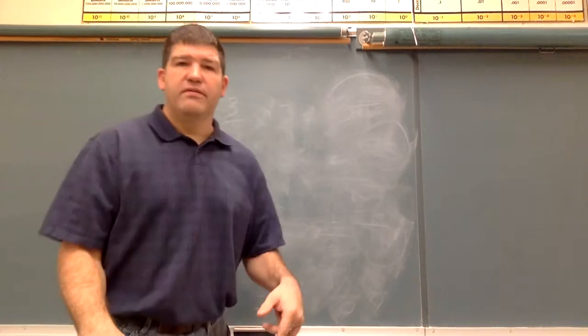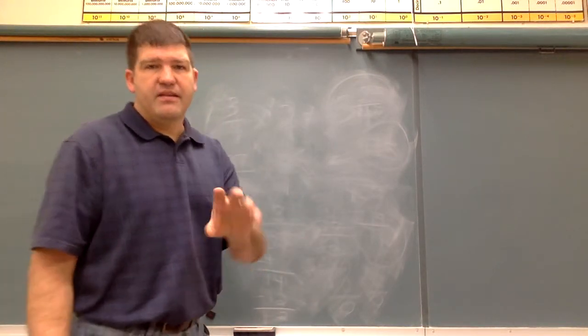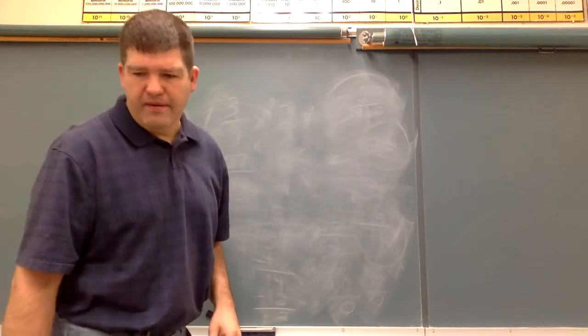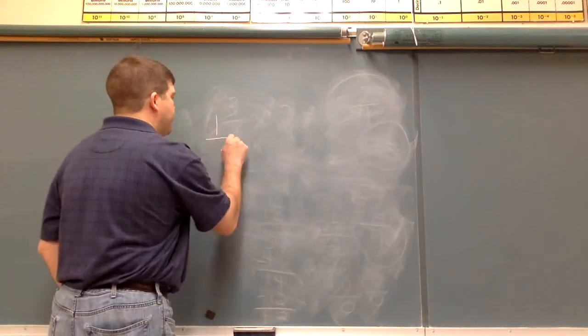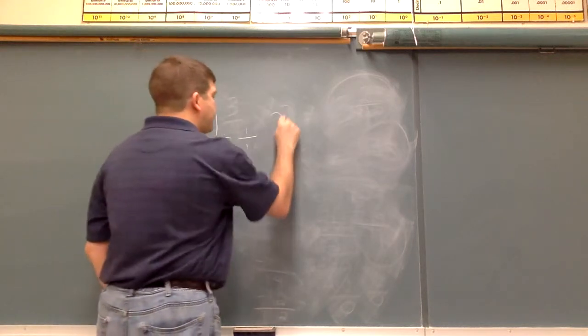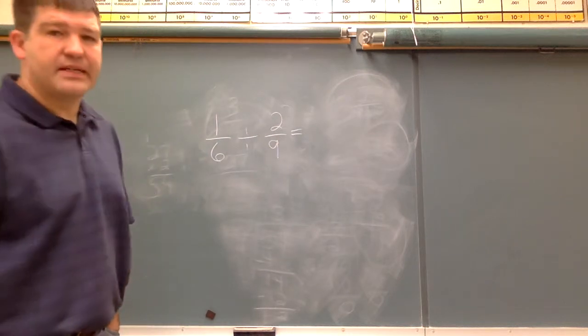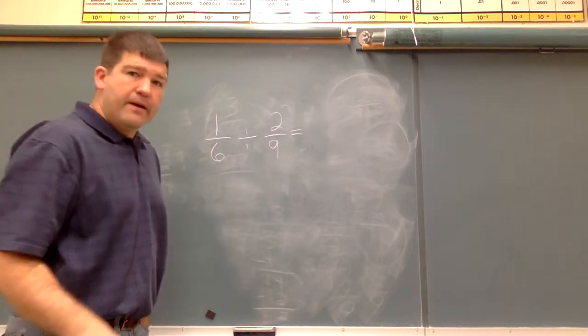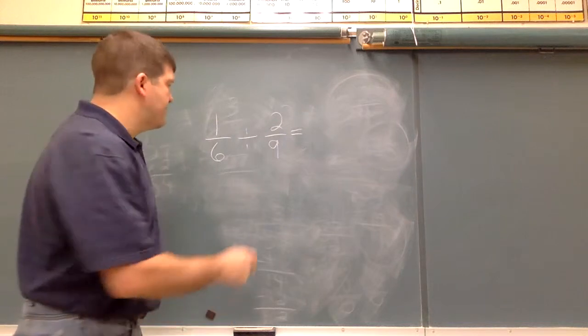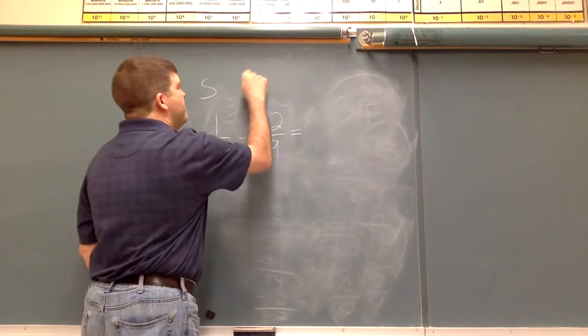All right, now let's go to division. Division is where we take the second number and flip it, okay? 1/6 divided by 2/9. This is number 6 on your study guide. Now, in class, I was talking about how you keep the same, flip.